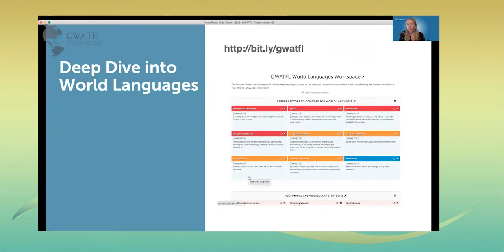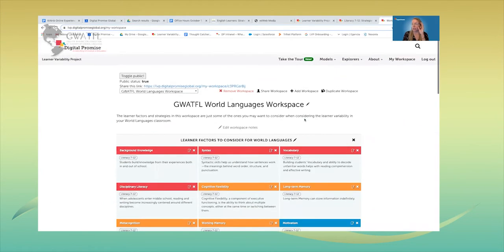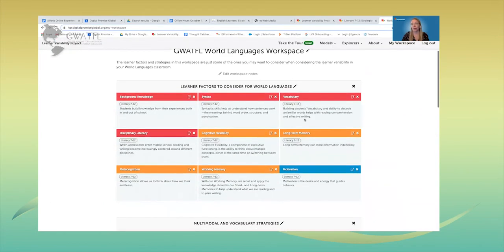So one of the things you can do with our Navigator is design a workspace. And this is where you select a specific group of factors and strategies that you want to explore for a given lesson or group of students. And so I've made one specifically for world languages just to show you, and you can go there and access it anytime by following this bit.ly link on the screen. I'm going to jump over to it now and dive into a little bit of the factors.